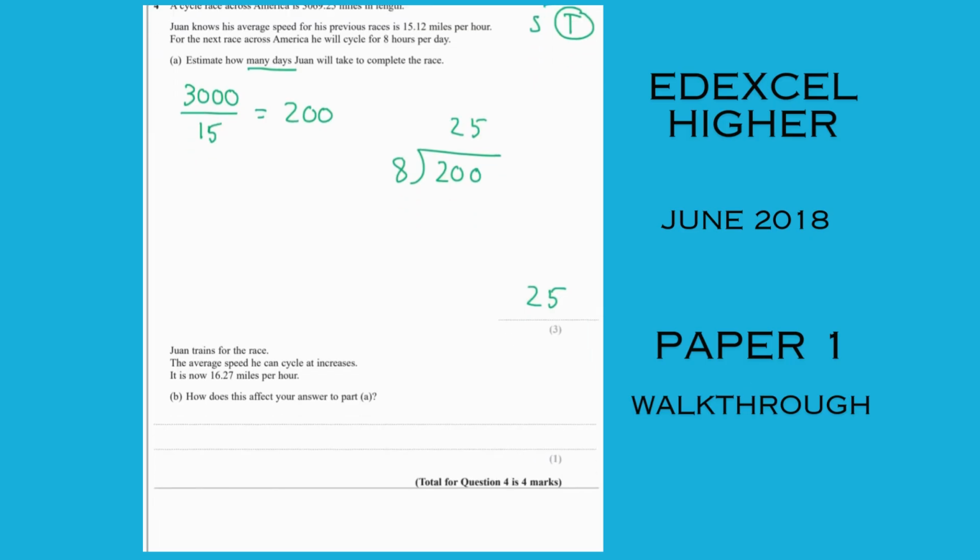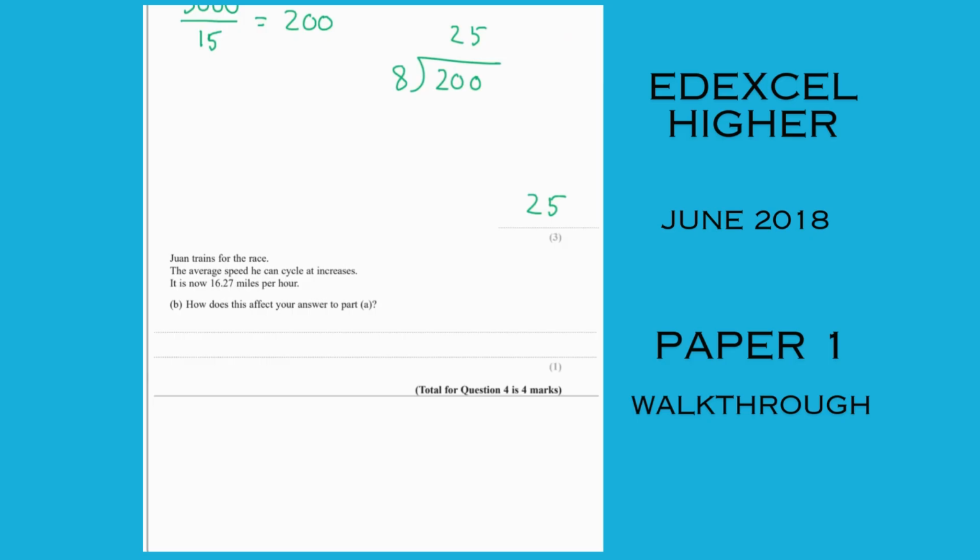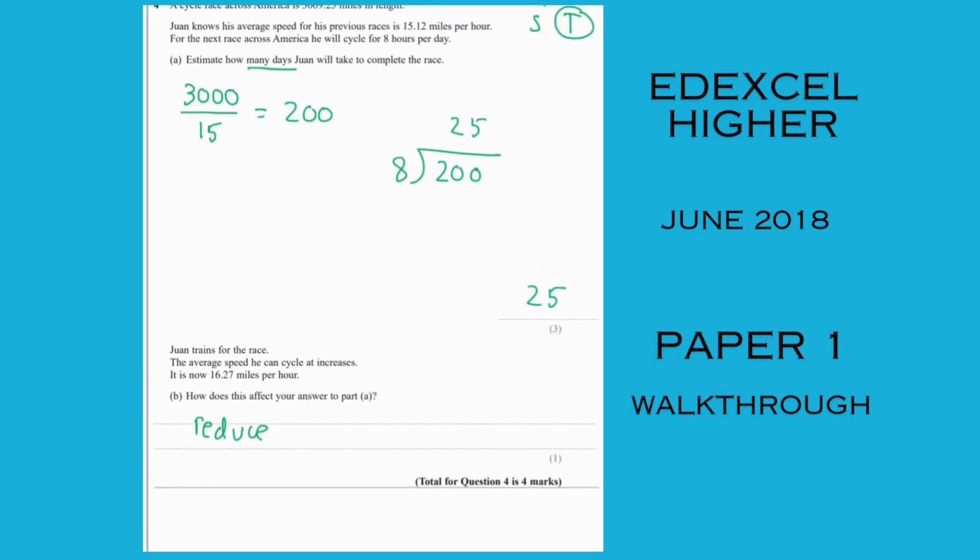So when they train for the race, the average speed increases. They get better. What does this affect? There's actually a couple of ways the mark scheme allows. The obvious answer is, well, if you ride faster, the answer to part A will reduce. But they do allow you the alternative get out that you would still round 16 to 15. So in actual fact, if you argue that way, the knock-on effect would be that your answer won't change. But you've got to be clear in that you can't just put it will stay the same. You must state why.